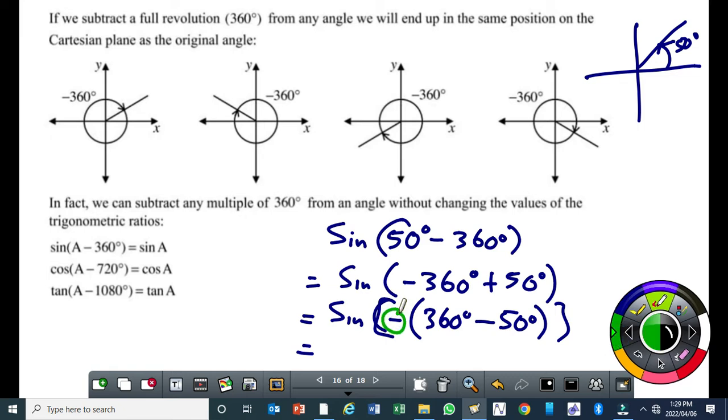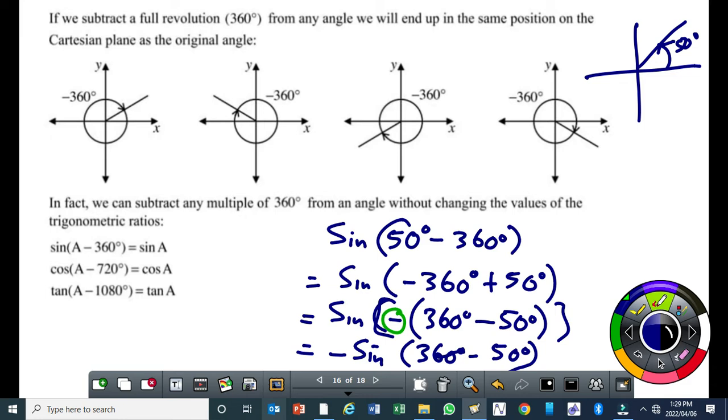I can take it to the front, I can take it out. If I take it out, I'll end up having minus sine of 360 degrees minus 50 degrees. Okay? Now the question is, what is sine of 360 minus 50 degrees? It's going to be minus sine 50.